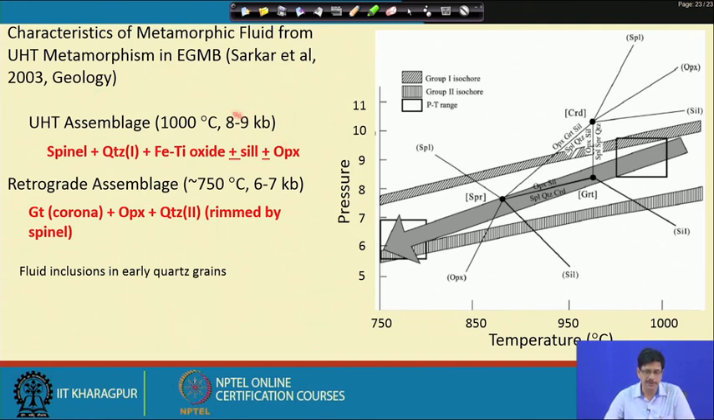And in this case the authors describe a spinel, quartz, iron titanium oxide, sillimanite and orthopyroxene bearing assemblage. Here it has been shown by this reaction in the chemographic projection on the PT space, and this represents the peak metamorphic condition with the mineral assemblage of spinel, quartz, iron titanium oxide, sillimanite and orthopyroxene, and the retrograde assemblage with garnet corona, orthopyroxene, and a second generation of quartz rimmed by spinel.